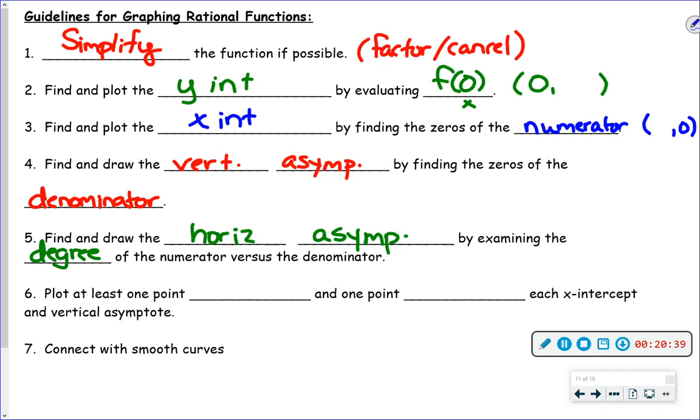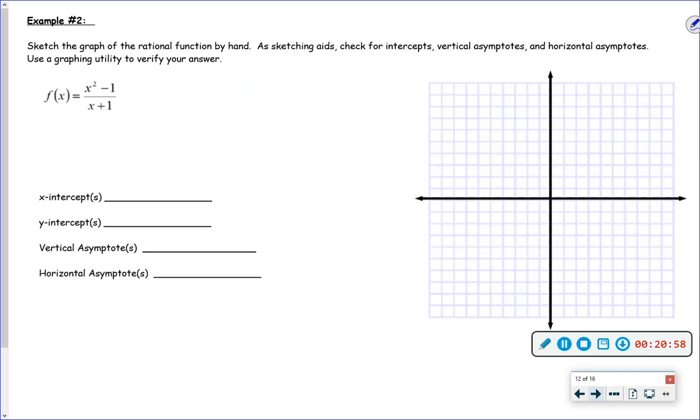Get a point that's on either side of your vertical asymptote. So plot one point beyond and one point between each x-intercept and vertical asymptote. So just get the points, whether you're doing it by hand or off your T-chart. Connect, make the curves. All right, let's do it.